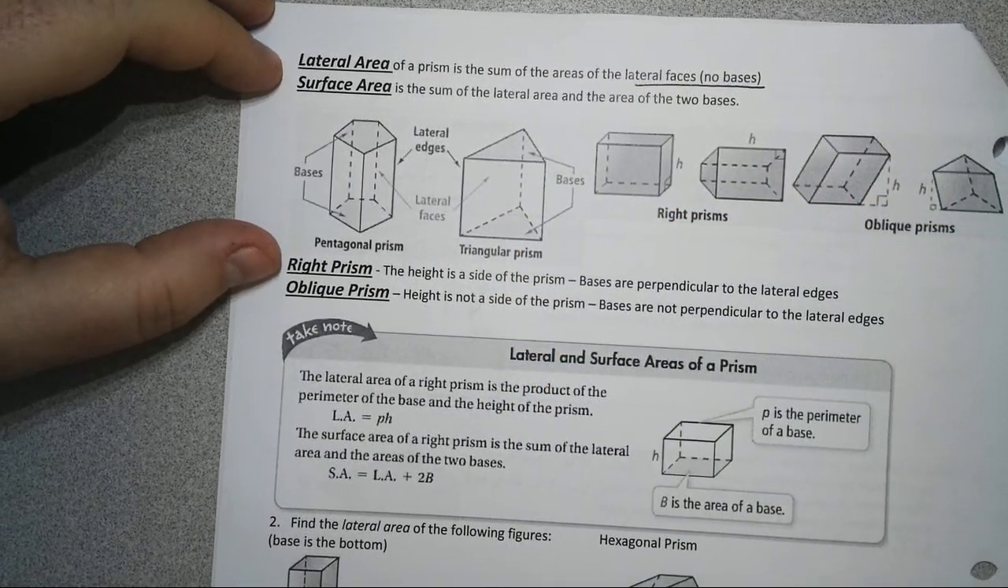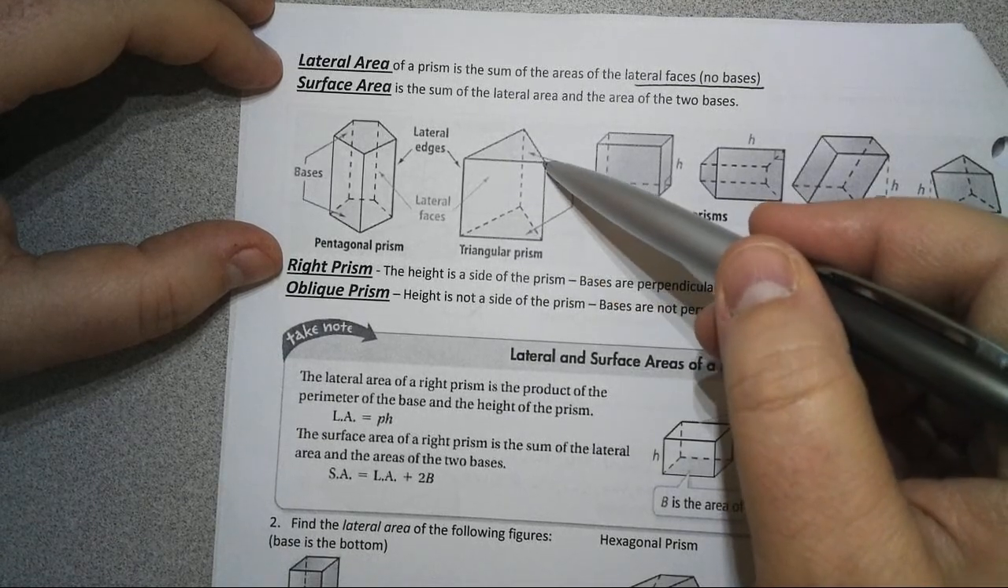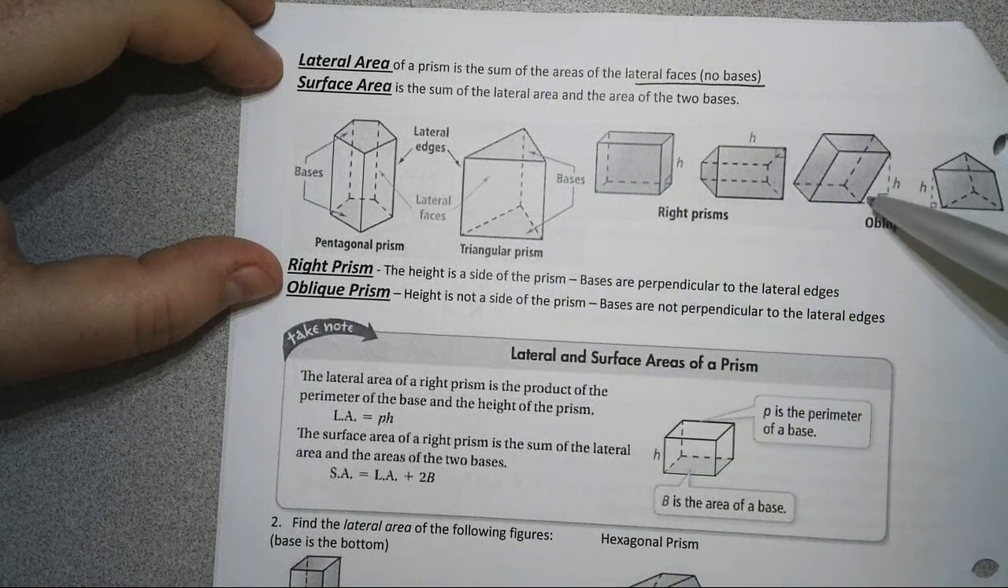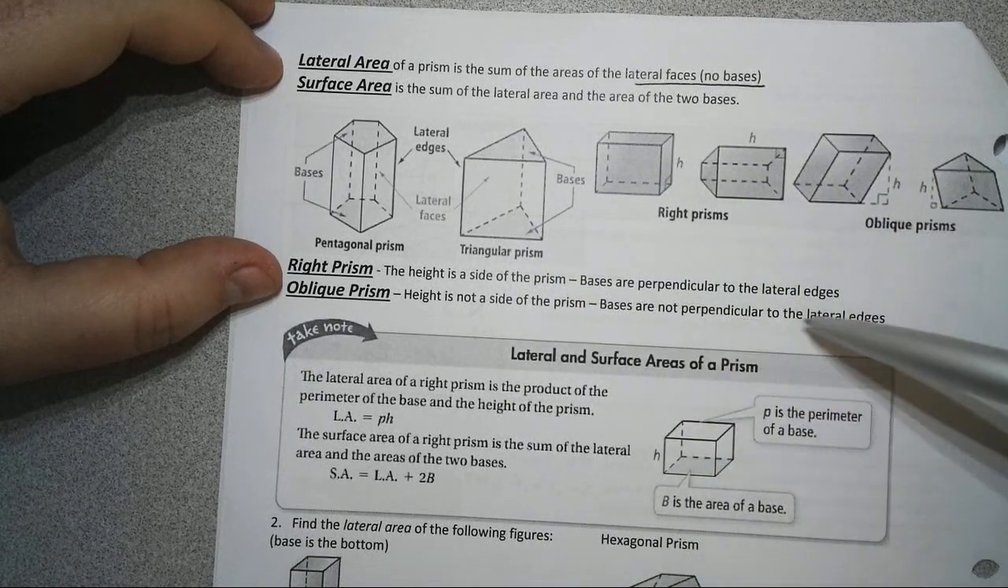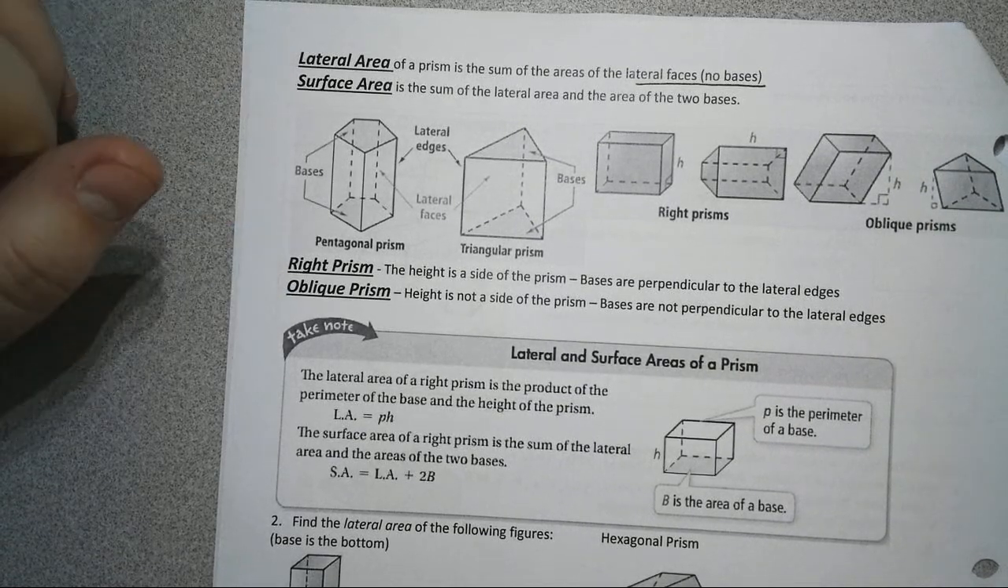Okay, we talked about right prisms before. A right prism is where the height is actually one of the sides, so the lateral face is perpendicular to the base. And oblique means that the height is not one of the sides. Okay, the bases are not perpendicular to the lateral edges.